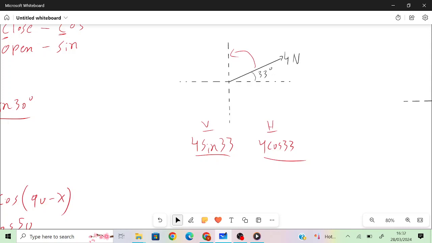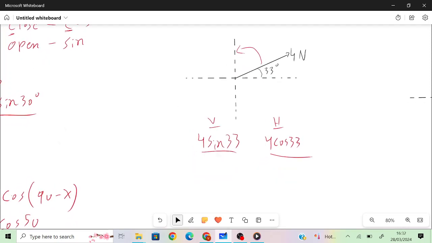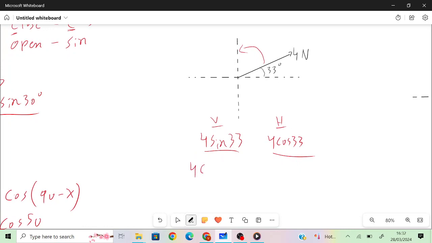One thing to note, however, because I said there are 2 ways of doing this. For example, for the vertical, I could do 4 sine 33, or I could do 4 cos of 90 minus 33, which is 57. Yeah, this would be 57. 4 cos 57. Now, which one do you do? I believe you should always do the one that involves the angle that's given. In this case, they gave us 33, so make sure that whichever answer form you're using has 33 in it.